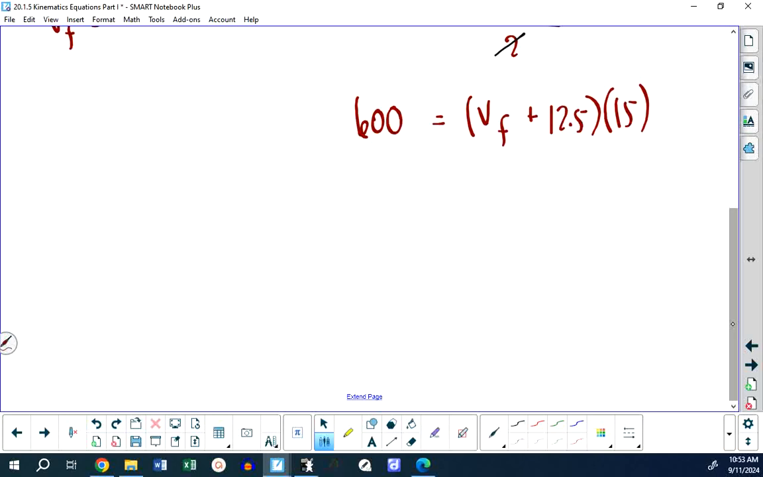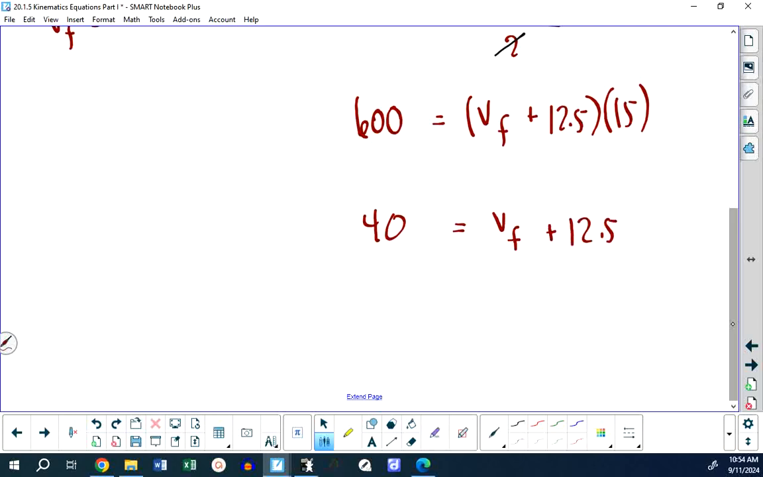You could take 15 divided by 2 and get 7.5 and divide by 7.5. What I would say to you is the details of that are unimportant. What is important, and you will want to check my arithmetic here, is that you're going to end up with the number 40 over there. Is that right? Okay. 600 divided by 15 is 40, so we get 40 equals VF plus 12.5. How you arrive at this point is entirely up to you.